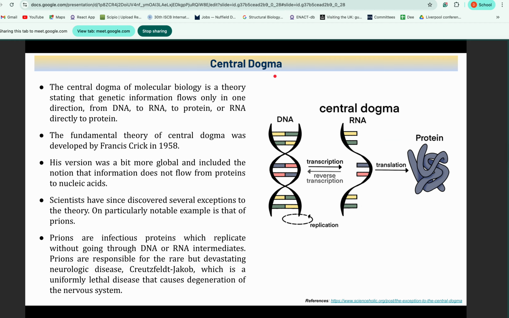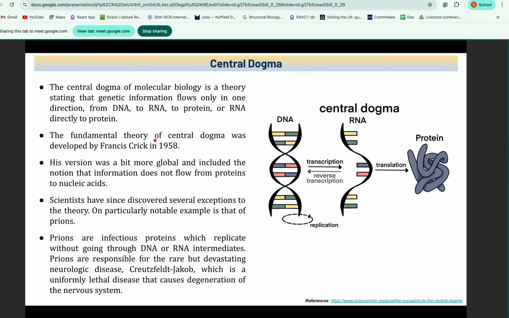Before moving further, we must understand what the central dogma is. The central dogma of molecular biology is a theory which states that information flows in only one direction. That means information passes from DNA to RNA and from RNA to proteins. This is the unidirectional flow of information, and it says that information will not pass from protein to DNA. This one-directional flow of information is known as the central dogma.